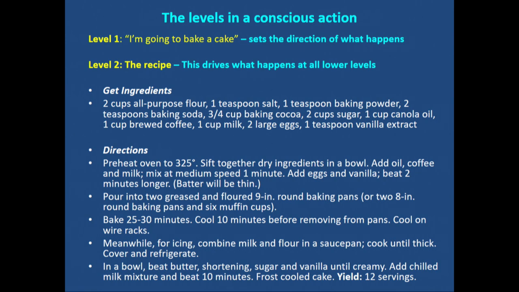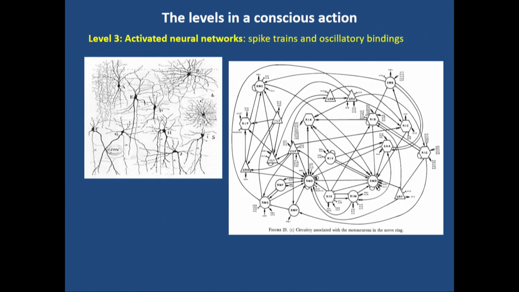That's the decision you've made. That sets the direction of what happens. Level two is the recipe. This is the algorithm which derives what happens. Get the ingredients: 2 cups of flour, 1 teaspoon salt, 2 large eggs, etc. The directions: preheat the oven, sift together the ingredients, pour into a greased pan, bake for 20 minutes, combine milk and flour in the bowl. That's the algorithm which is going to determine what will happen.